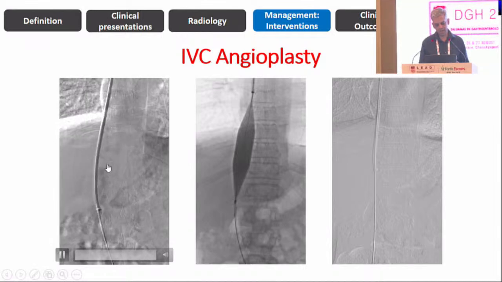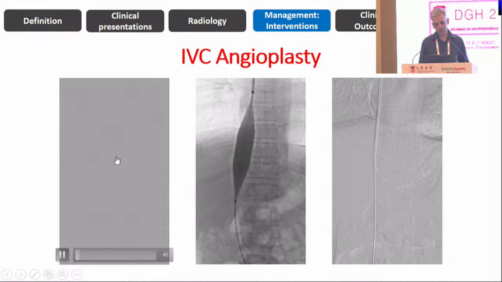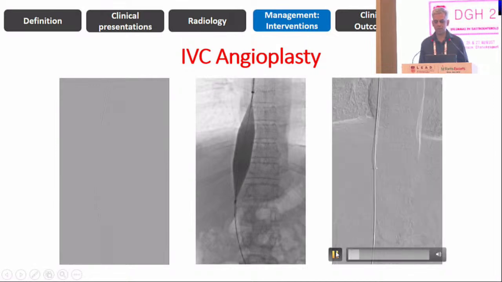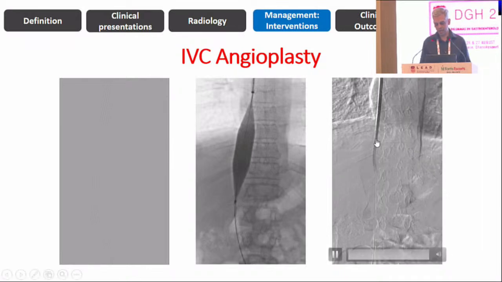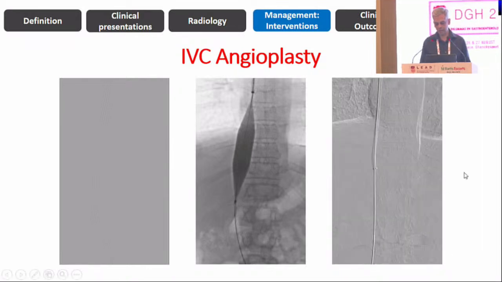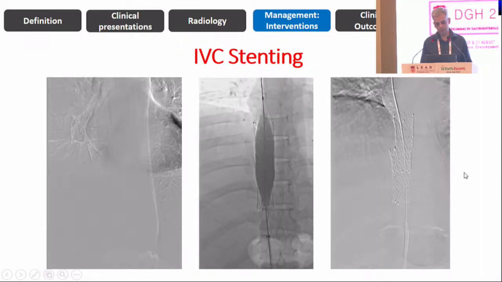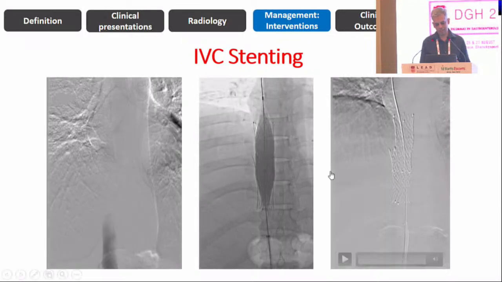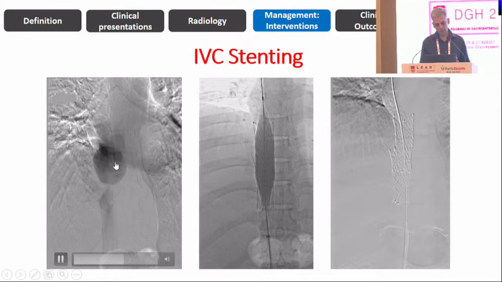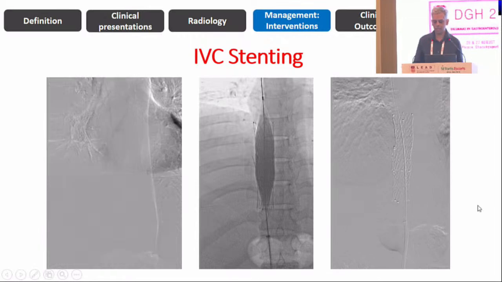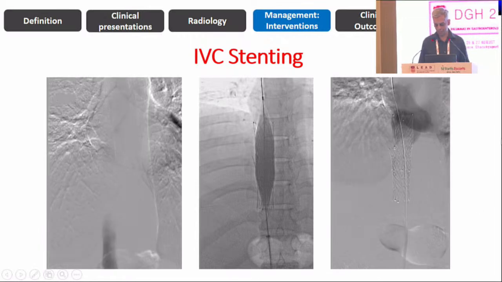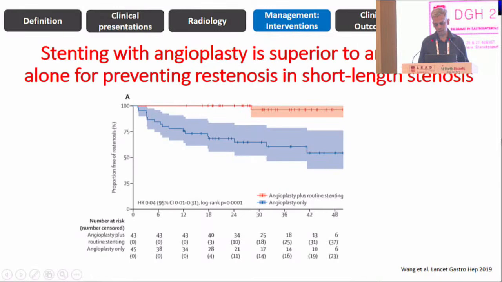This is where the blood should have flowed from the IVC to the atrium, and this is where a balloon angioplasty is done. Post angioplasty of the IVC, you see the blood flowing from the IVC directly into the heart and the collateral is not seen now. Similarly with stenting, this is a patient who has an IVC block, a stent has been placed, and post-stenting, the physiological blood flow is restored back into the heart.